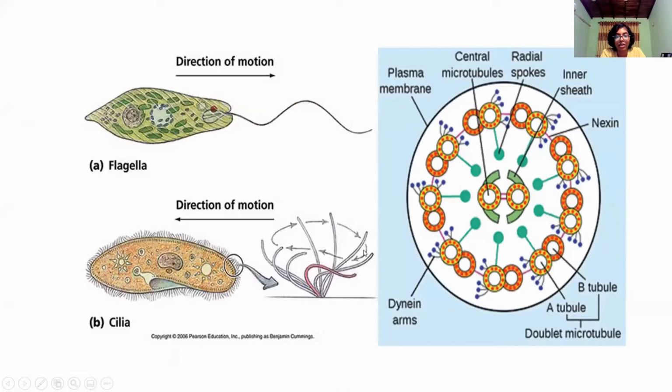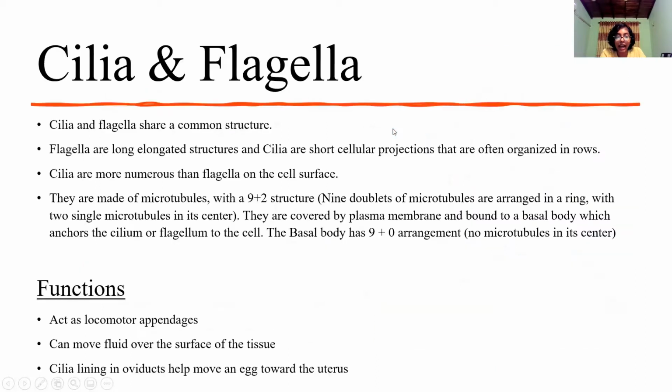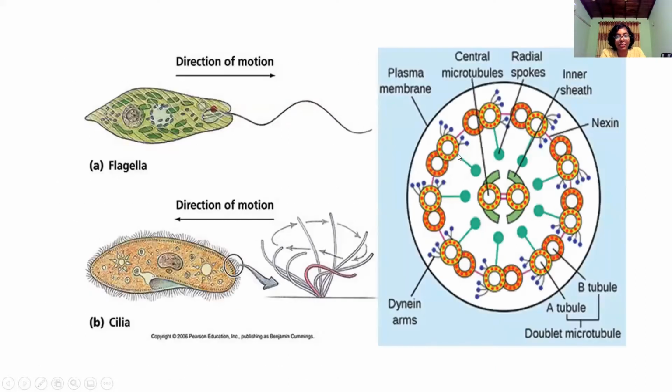So what is this 9+2? This is this 9+2. In the middle we have central microtubules, 2 central microtubules, and surrounding it we have 9 doublets. You can see they are doublets. 9 microtubules, but they are paired, kind of 9 doublets. So this is the general structure for both cilia and flagella.